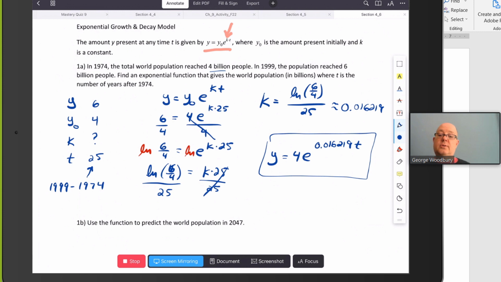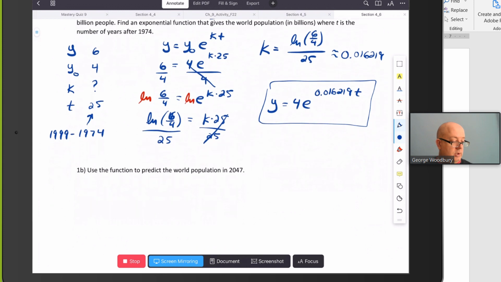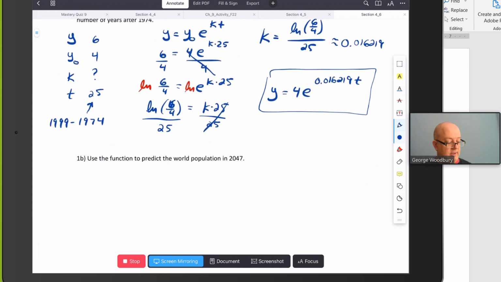Use the function to predict the world population in 2047. So I'm going to make the same table, y sub 0, k, and t, and I'm going to put in the 2 values that I know.